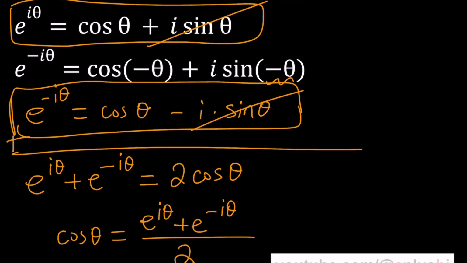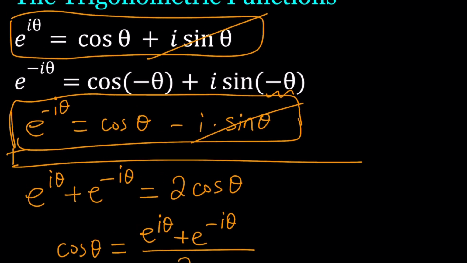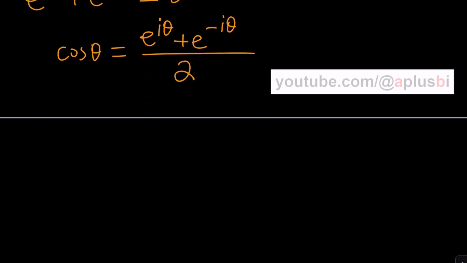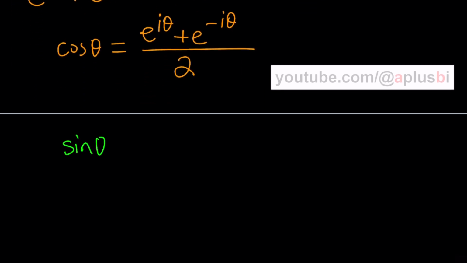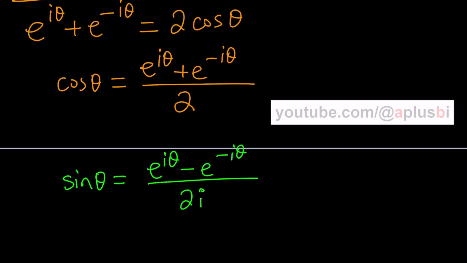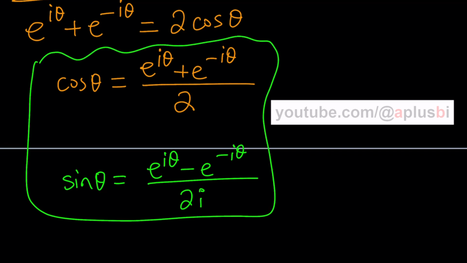And instead of adding these equations, if you subtract them, then the cosine is going to cancel out, and you're going to get the following. Sine theta equals e to the i theta minus e to the negative i theta divided by 2i. Because sine theta has a coefficient of i, you're going to have twice that. Make sense? So we got the value of sine and cosine, beautiful, in terms of exponentials.